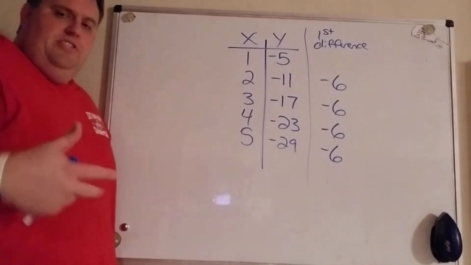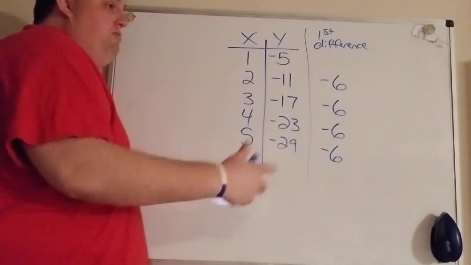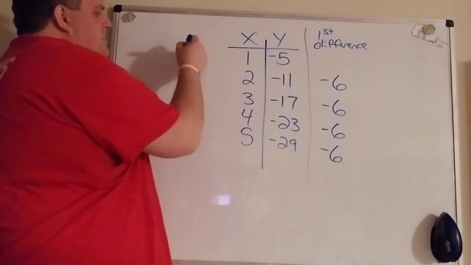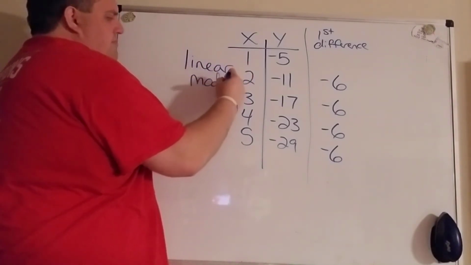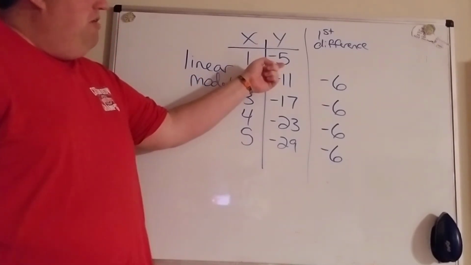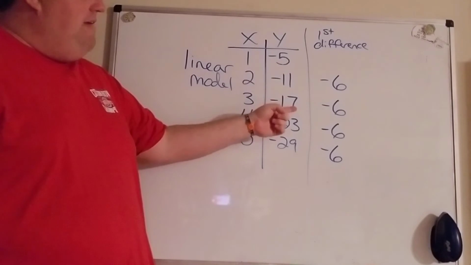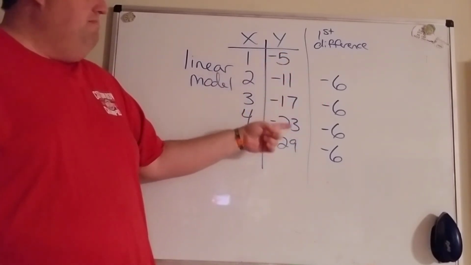If our first difference turns out to all be the same, or really, really close, I suppose, then this is going to be a linear model. We have a constant rate of change this time. And actually, that's what we've always done when we saw how the y value was changing. Well, in this case, it was just subtracting 6 each time.